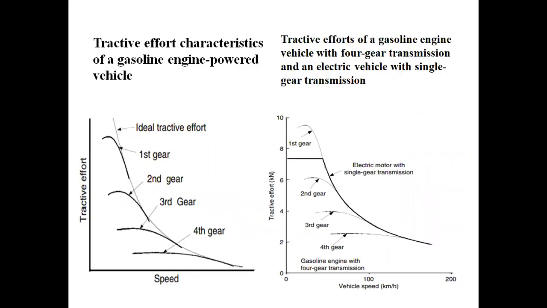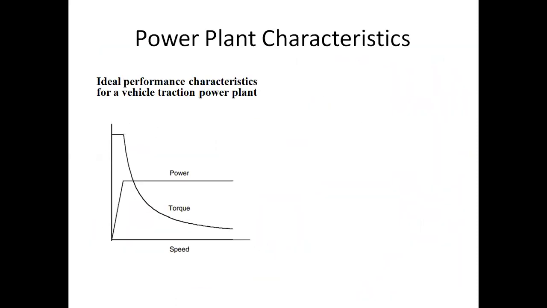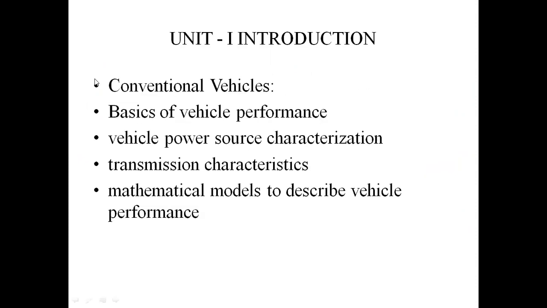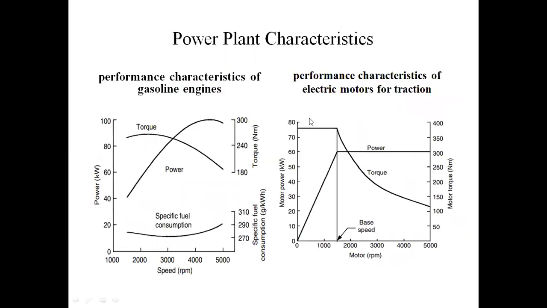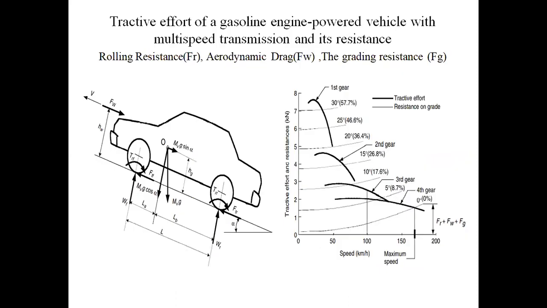Next, this is vehicle performance. Vehicle performance starts with the basics of vehicle performance, as explained on the last slide. This is the basics of vehicle performance diagrams. It shows the tractive effort of a gasoline engine powered vehicle with multi-speed transmission and its resistance. Gasoline engine powered vehicles means conventional vehicles with multi-gear transmission. In this diagram, I have three resistances.